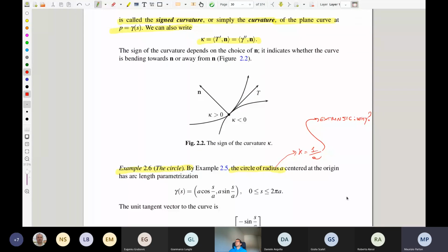And of course, we can talk about curvature with sign, because if you think about it, all that I'm saying depends on the orientation of the normal vector. If I take the normal vector in the other direction, inside or outside the curve, then I obtain different things. So you can see that everything here depends on the embedding, and not only on the embedding, also on the orientation of the embedding.